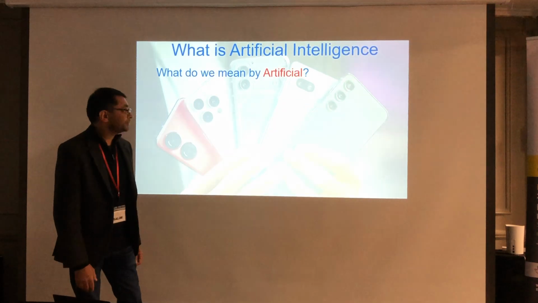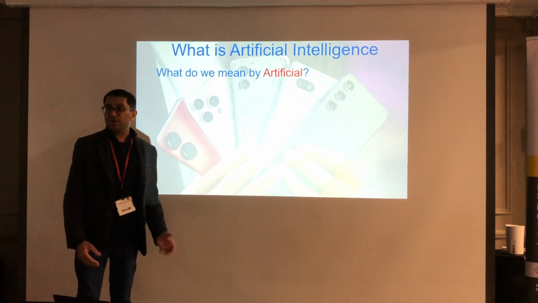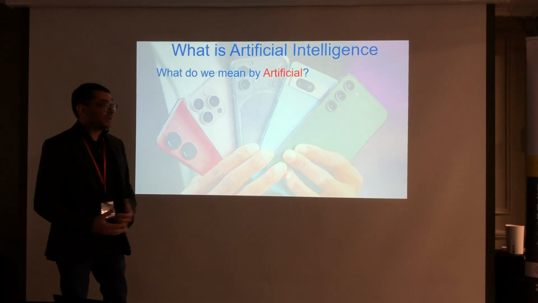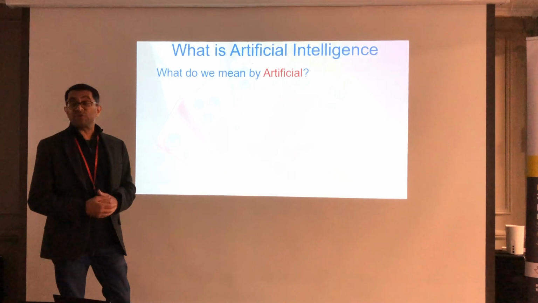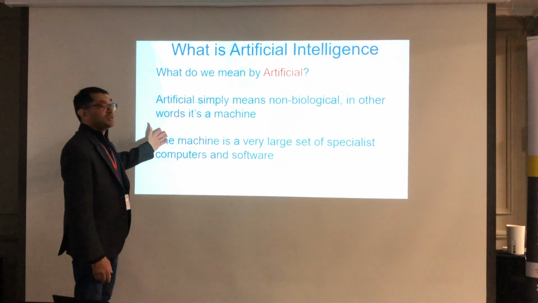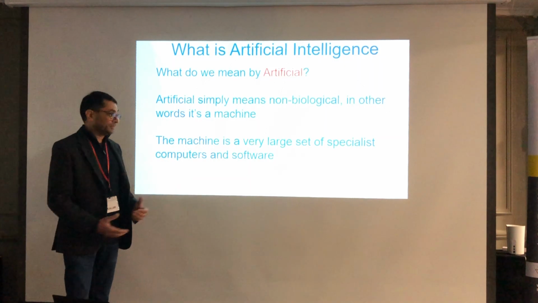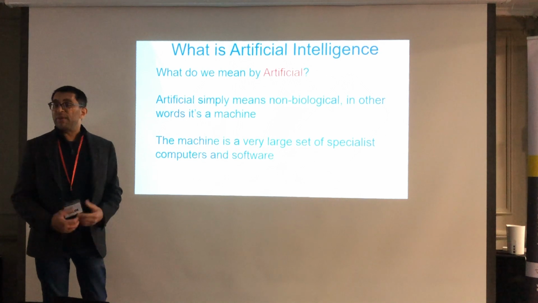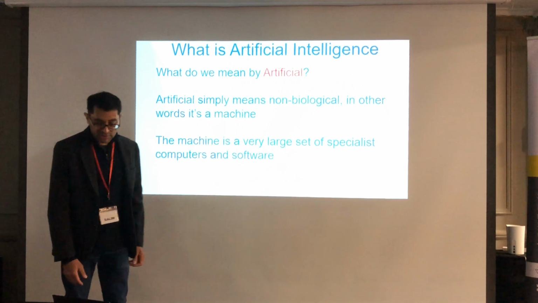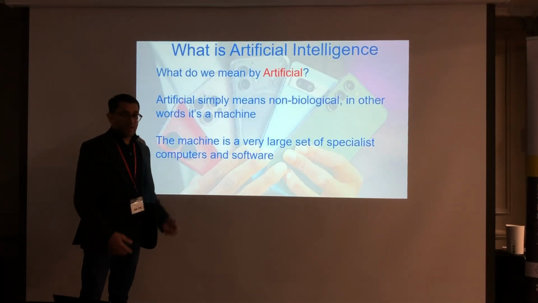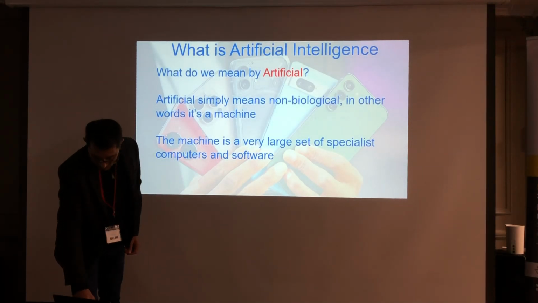So let's get started. So AI, so everyone knows, it stands for artificial intelligence. So what does that mean? What does artificial intelligence even mean? So let's break it down. What does artificial mean? So that's the simple bit, actually. It just means it's non-biological. It's a machine. It's a very large machine, actually. It's not even one machine. It's very many machines. An AI system comprises a set of very specialist computers and software associated with them.